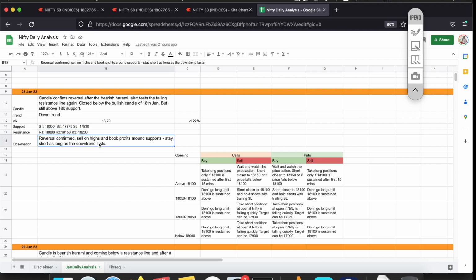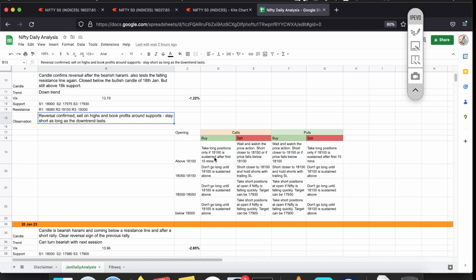So now that the reversal is confirmed, sell on highs and book profits around support. Stay with the trend as long as it lasts. Considering the opening, this is the action plan for Monday, 23rd Jan. So if the price opens above 18,000, in any case, don't go long until the price sustains above 18,100. That is the default scenario.